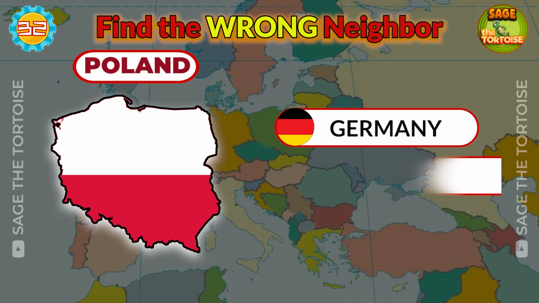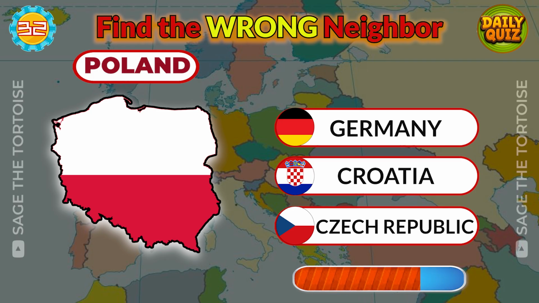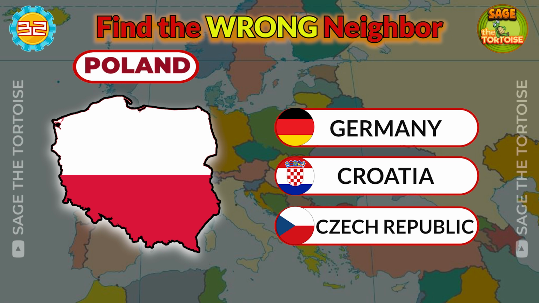Poland borders Germany, Croatia, and the Czech Republic. Which one is wrong? The answer is Croatia.